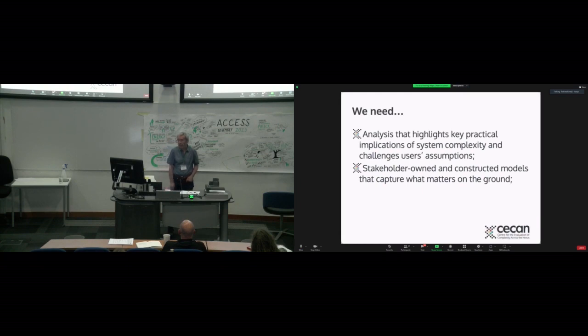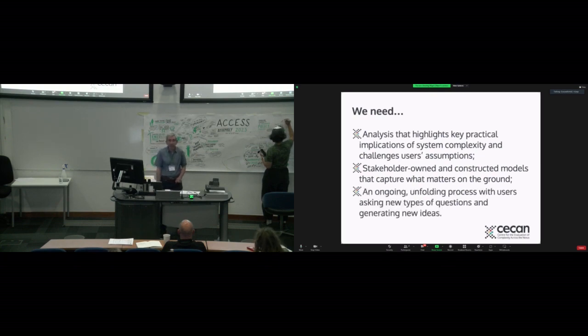We need a method or process of evaluation that is stakeholder owned and captures what matters on the ground, and that is essentially a process of getting users to ask new types of questions. Just think back to the 2003 RCT Bible, the Magenta Book, and see how different those sorts of principles are from that.